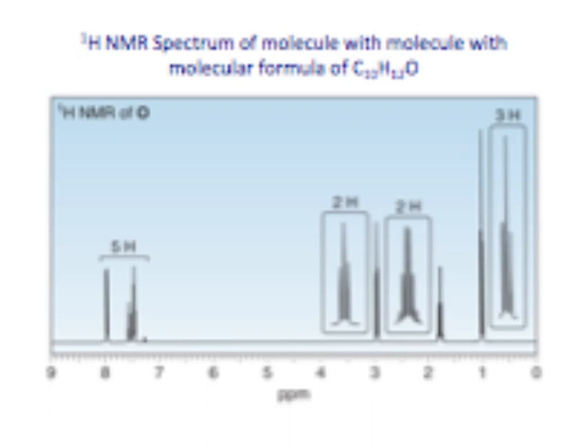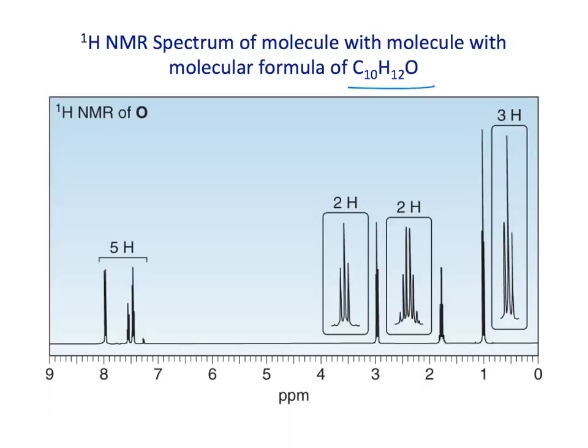Okay, let's look at another one. C10H12O. All right, so how many unsaturations does this have? Calculate that out for me.